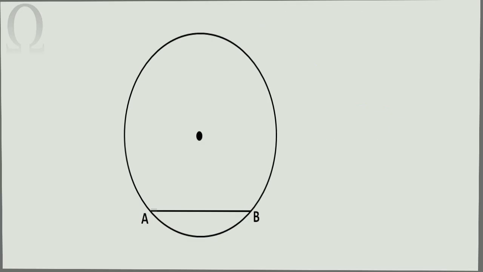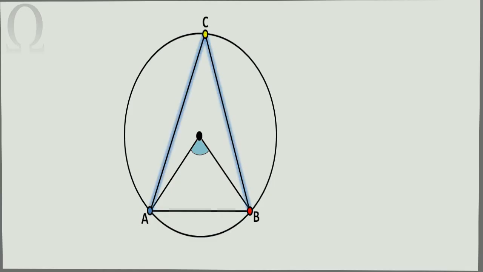When we subtend a chord at the center of a circle, we take the two end points of the chord and connect them both to the center of the circle, forming an angle at the center of the circle. When we subtend the same chord at the circumference of the circle, we take the two end points of the chord and connect them both to any point that lies on the circumference of the circle, forming an angle at the circumference of the circle.